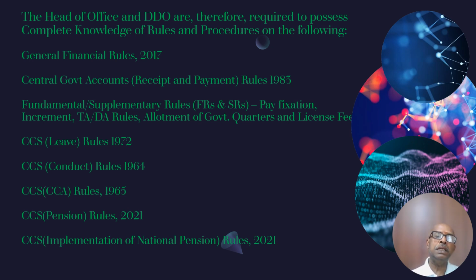CCS CCA rules, that is classification, control and appeal. This is applicable only for disciplinary and vigilance actions. So that we will have to do separately. We'll do it later on. Immediately I'll do, but it will take more time.